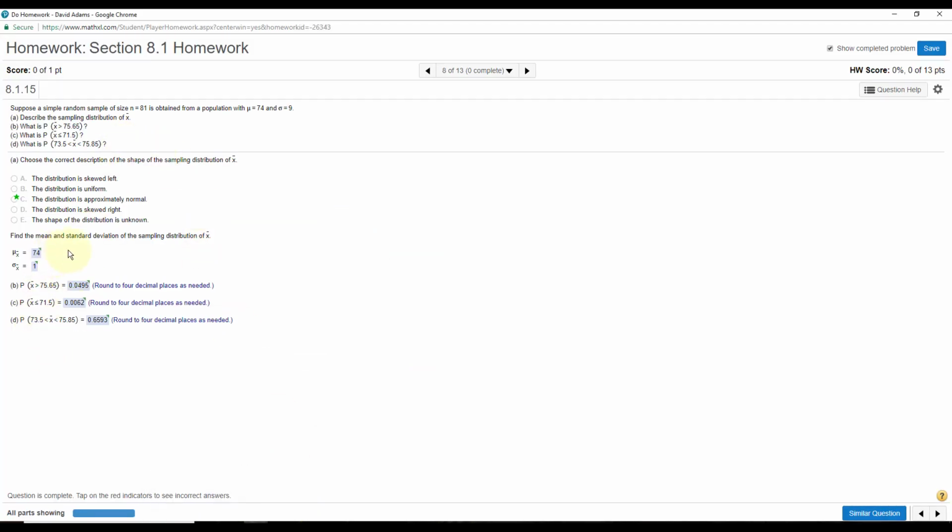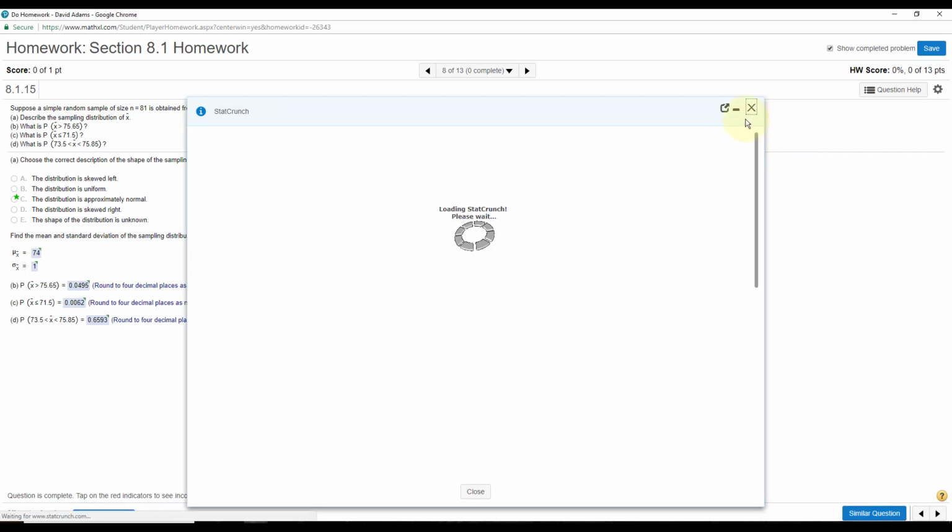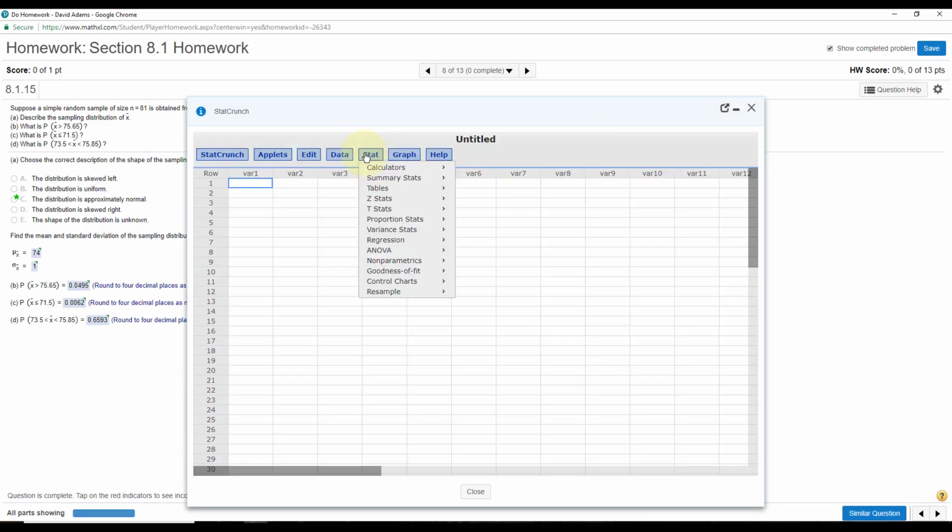So here they're going to ask us to do a normal distribution. Okay. So go to StatCrunch. This is just like chapter 7, by the way. Calculators, normal.